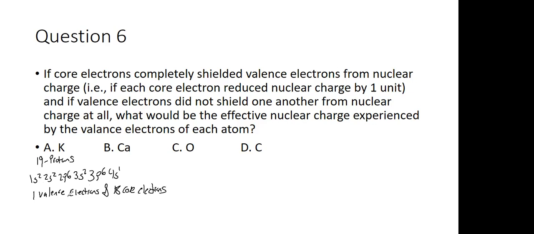So the effective nuclear charge of this valence electron is the number of protons minus the number of core electrons, which I'm going to call Ce. We have 18 core electrons. So our effective nuclear charge, ENC, is 19 minus 18, which is one. Yep, so for our valence electron for potassium, we're feeling an effective nuclear charge of one. See if you can follow that logic and determine the effective nuclear charge of calcium, oxygen, and carbon. Everybody take a few minutes to try and figure that out.